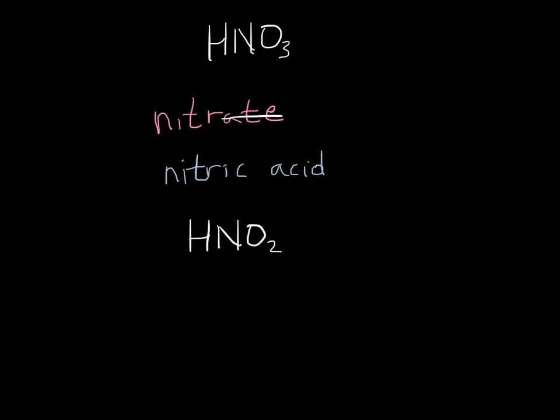On the other hand, let's say we get this guy. That's HNO2. So it's an acid, H at the beginning, and it's an oxy acid because it has the oxygen. NO2, though, is nitrite. So what do we do with ITEs? Well, we drop them. But instead of replacing it with an ic, we replace it with an ous. So this would be nitrous acid.